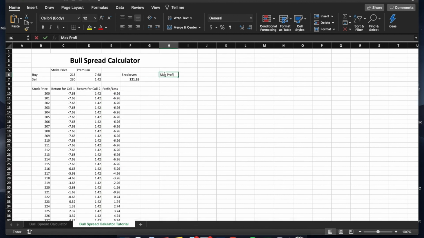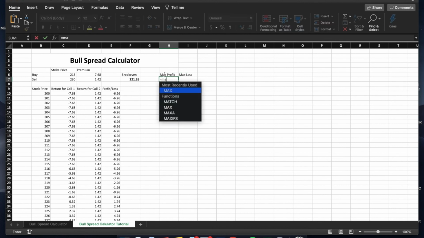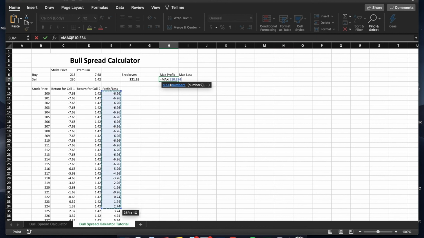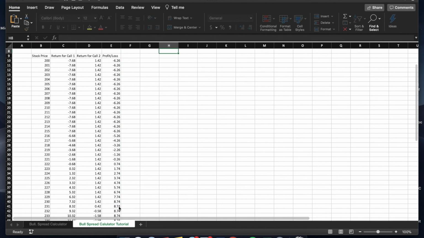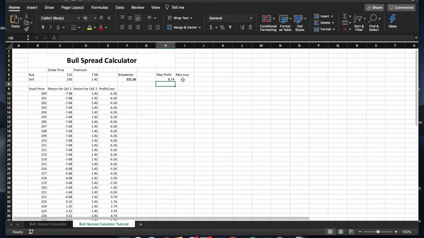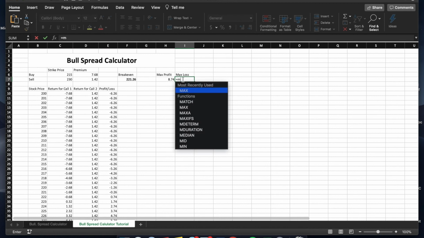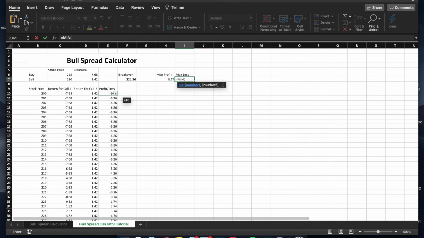So if you have a lot of numbers here, you can summarize this pretty quickly through a couple different functions. First function for max profit is equals MAX. Select all of those numbers in profit and loss, and then hit enter. And that will give you max profit. And for max loss, same thing, equals MIN. Select all those numbers, hit enter, and it'll give you the max loss.